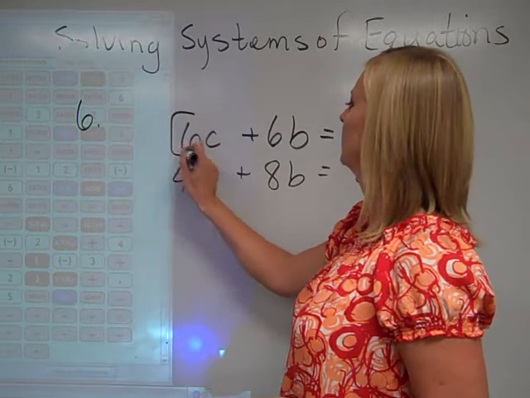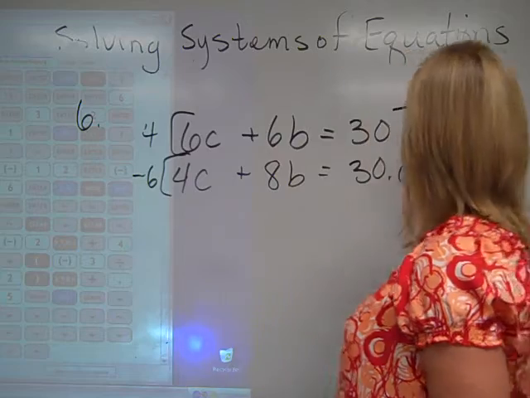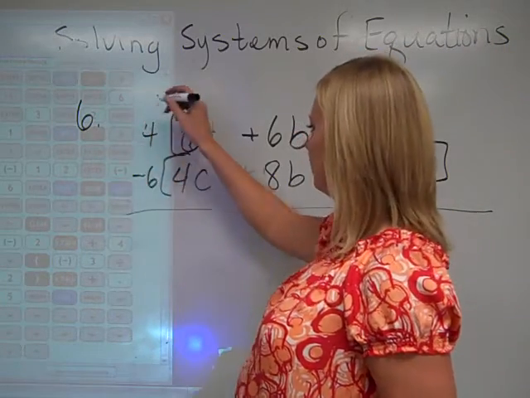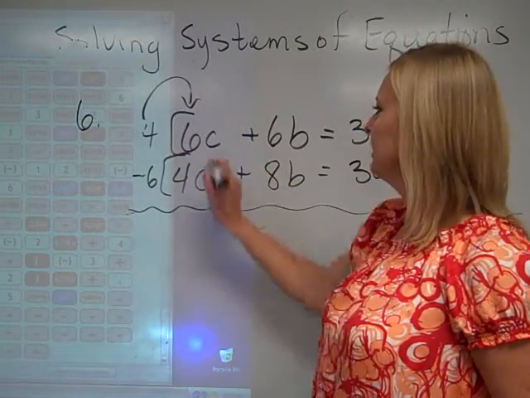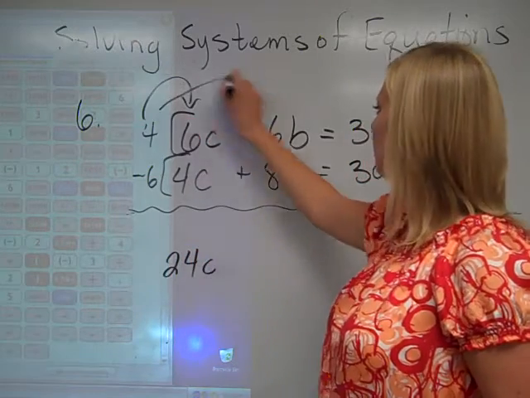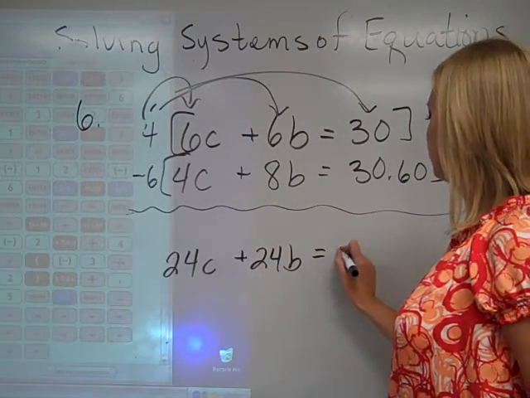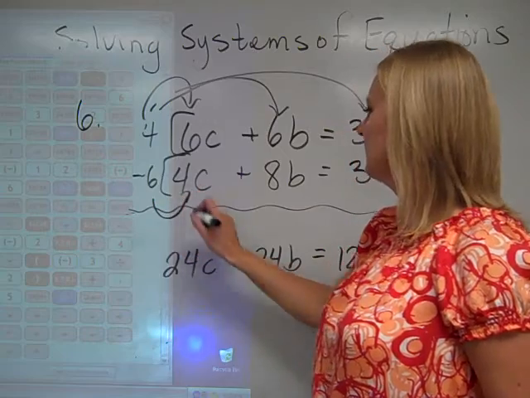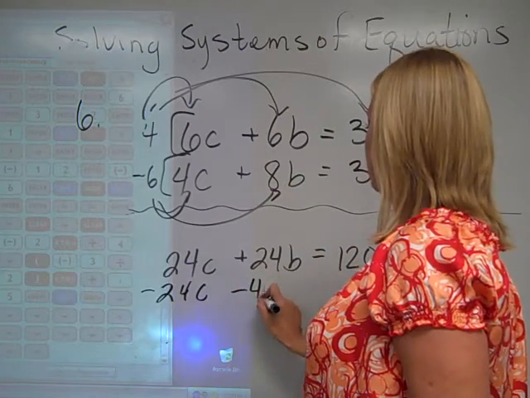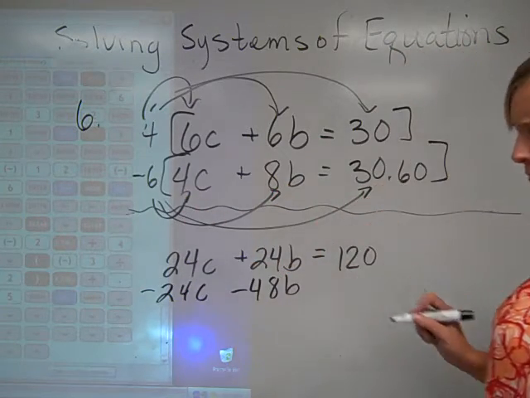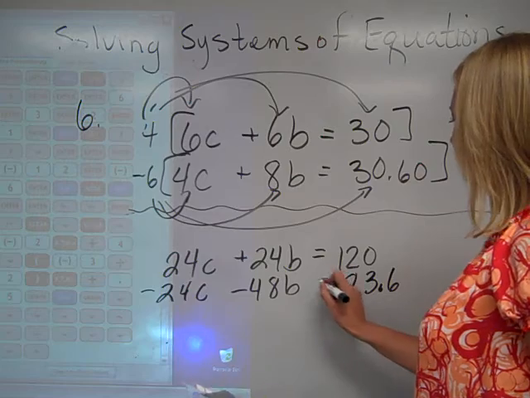Let's use elimination. If we multiply this equation by 4 and this equation by -6, let's take care of the first one first. 4 times 6 is 24. 4 times 6 is 24b. 4 times 30 is 120. -6 times 4 is -24c, -48b, and -183.6.